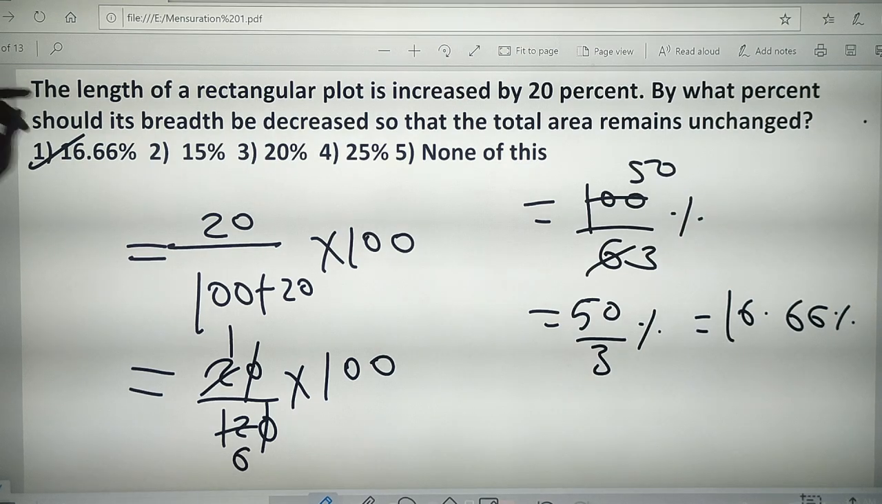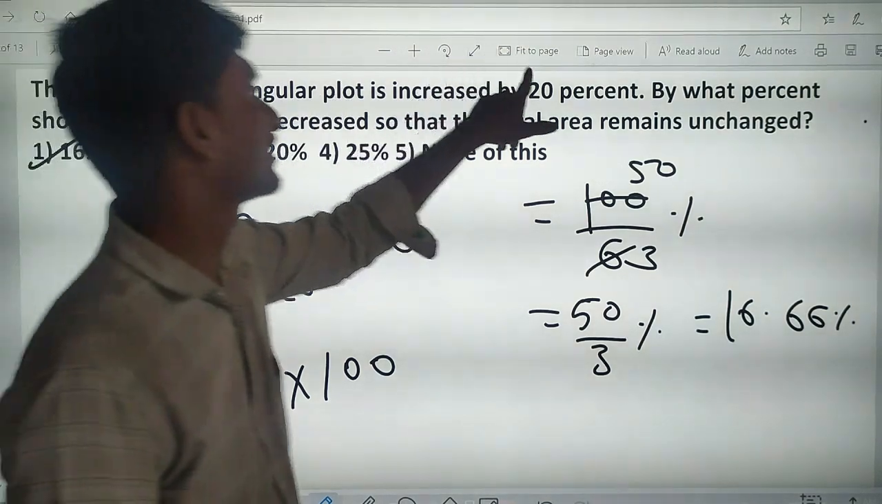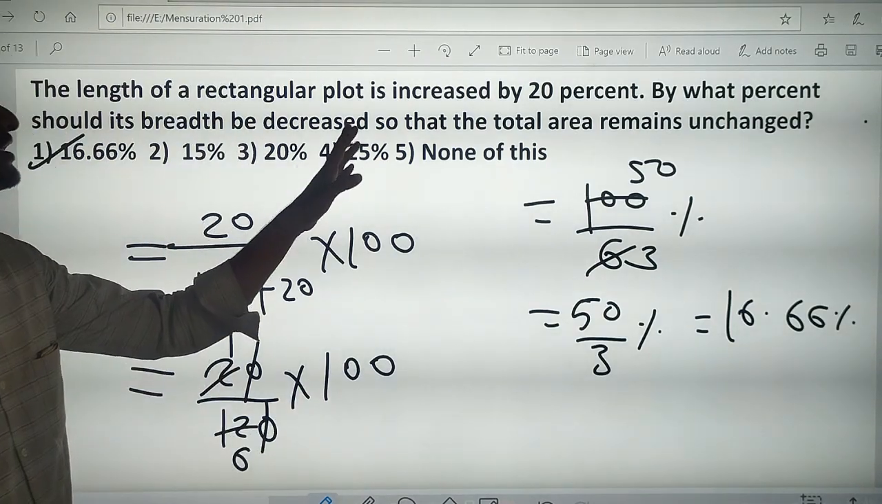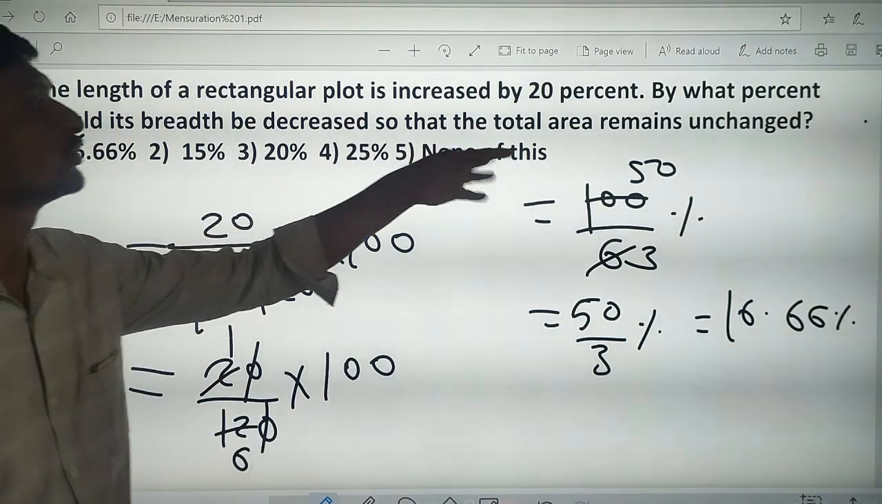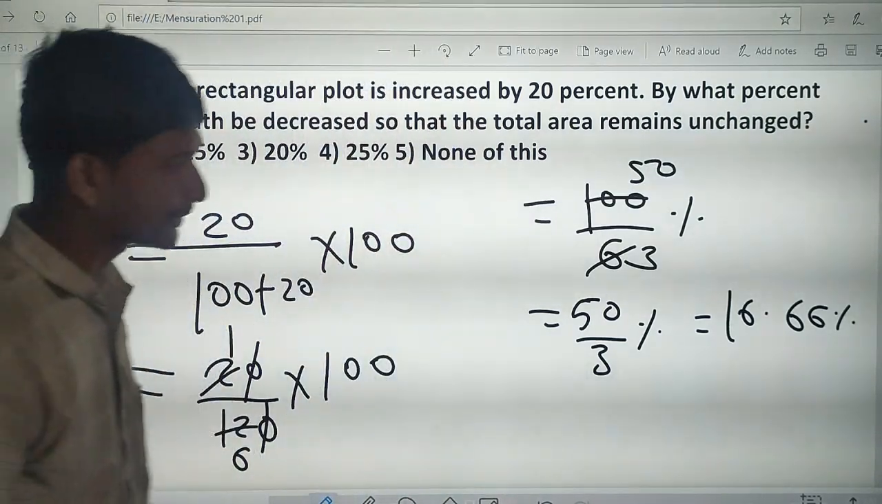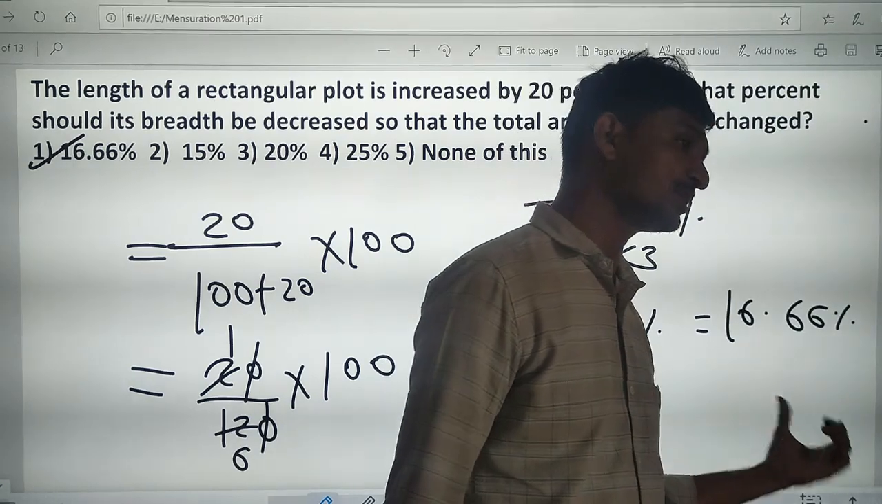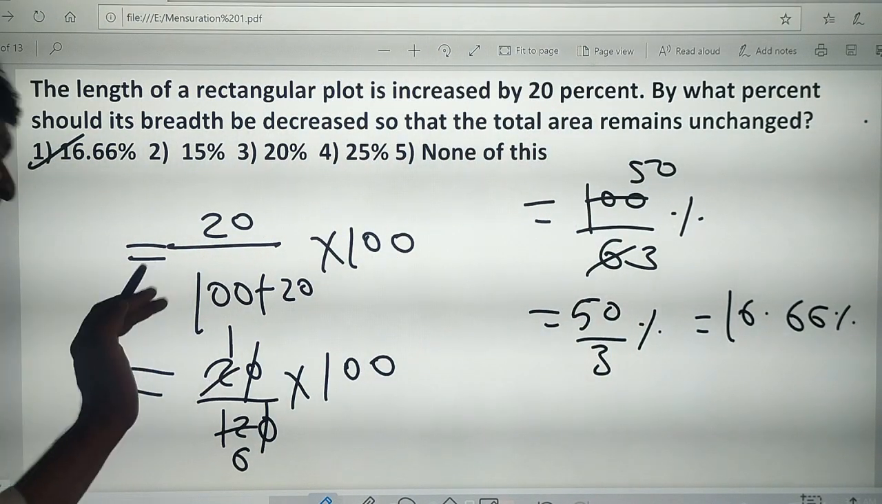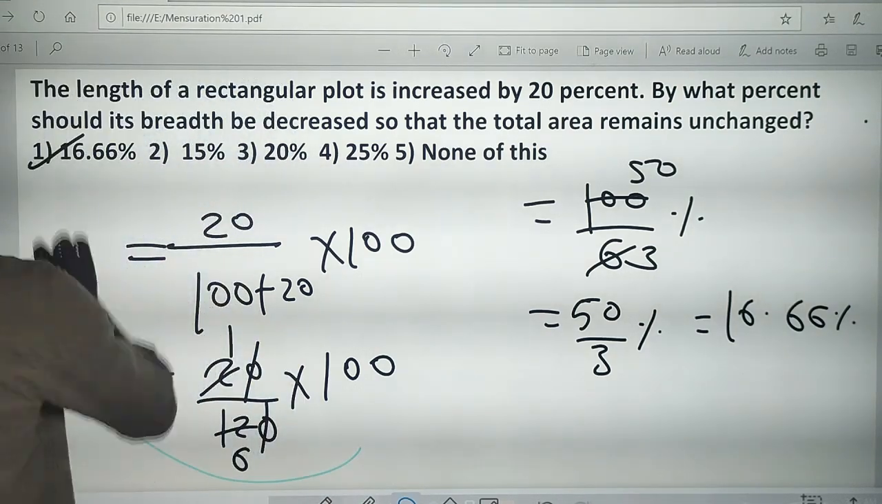If the length of the rectangular plot is increased by 20%, then the breadth should be decreased by what percent so that the total area will be unchanged? Then your breadth is decreased by 16.66%. That's why your area will be unchanged. Now next.